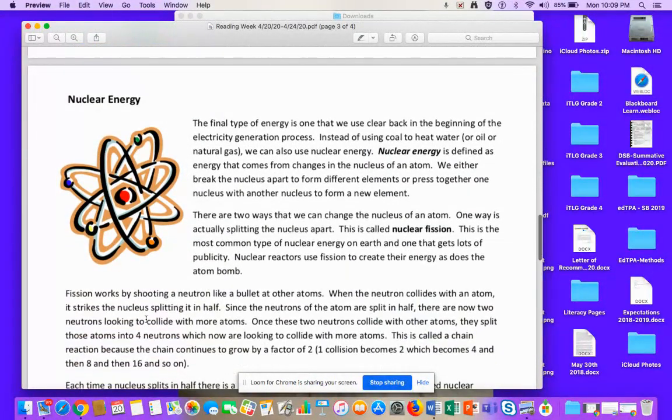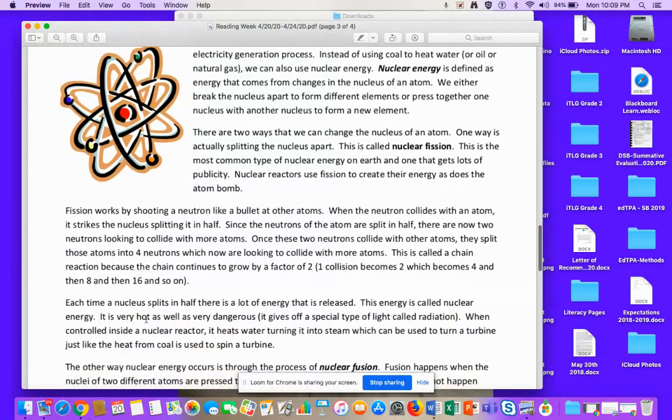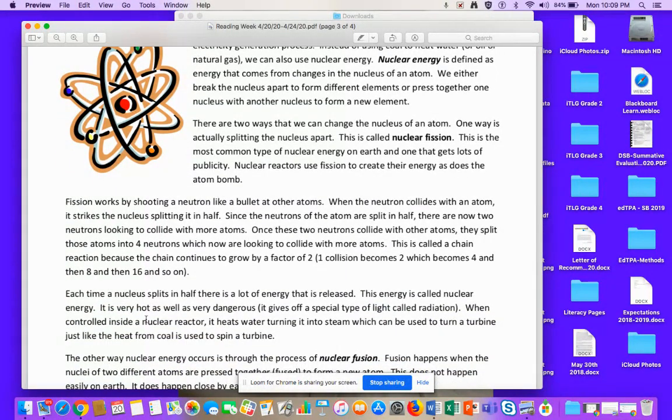Nuclear energy. The final type of energy is one that we use clear back in the beginning of the electricity generation process. Instead of using coal to heat water, or oil or natural gas, we can also use nuclear energy. Nuclear energy is defined as energy that comes from changes in the nucleus of an atom. We either break the nucleus apart to form different elements or press together one nucleus with another nucleus to form a new element. There are 2 ways that we can change the nucleus of an atom.